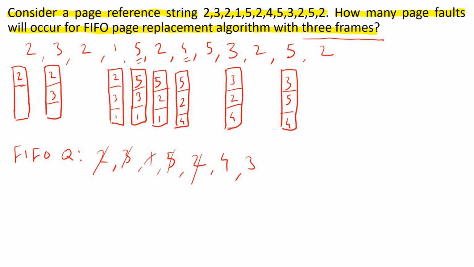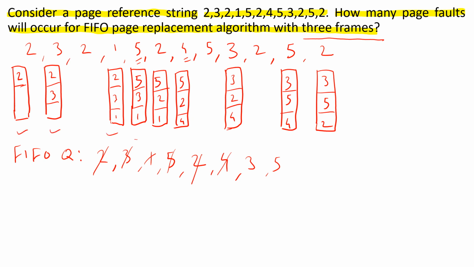Then we want page number 2. 5 is taken into the queue. We want page number 2, it is not there, so which page will be replaced? The fourth page will be replaced, so what we get is 3 5 and 2.